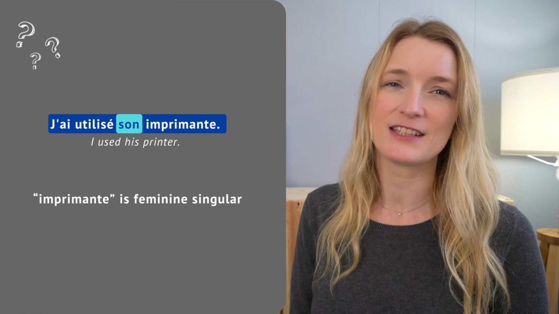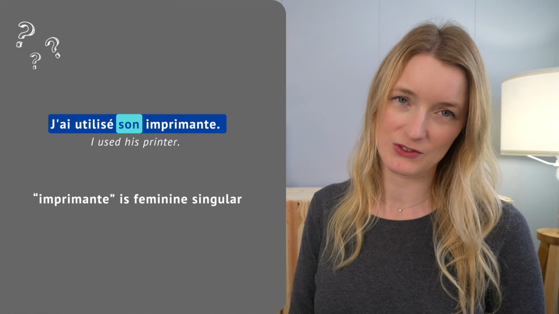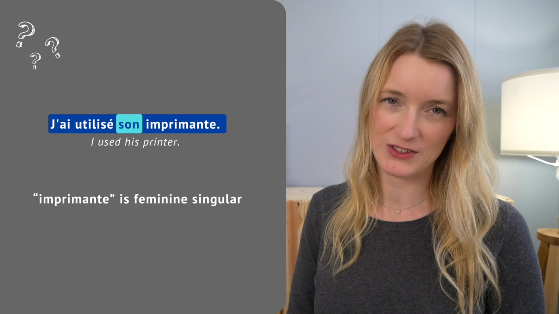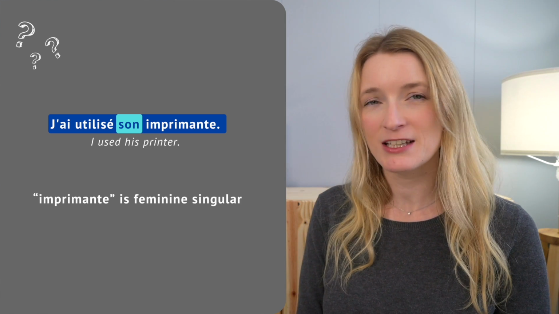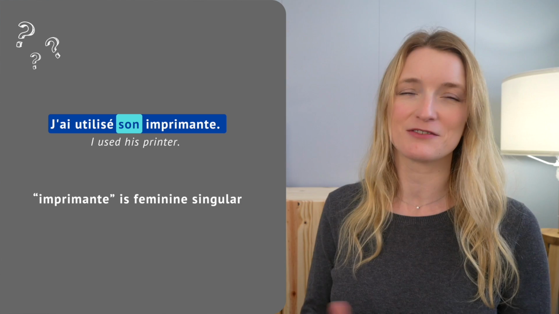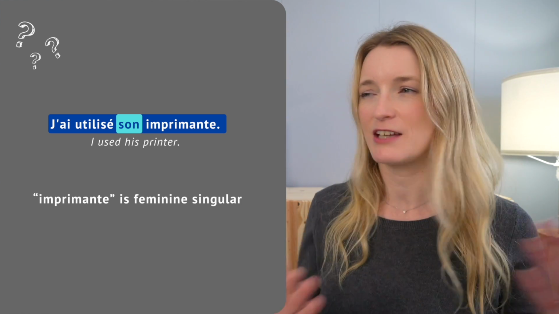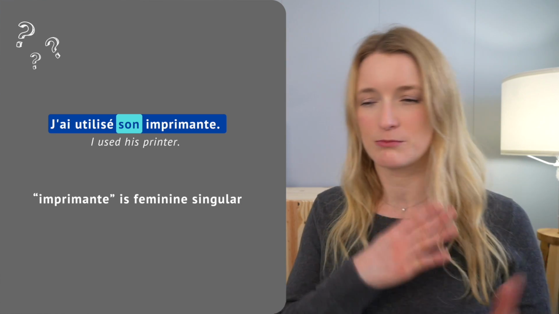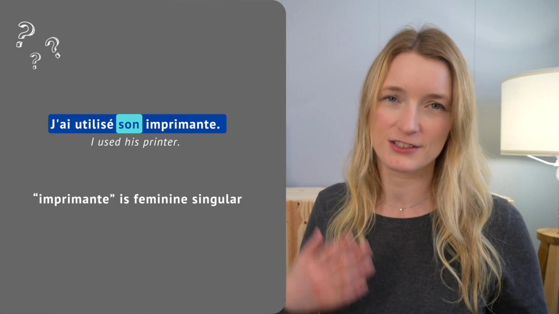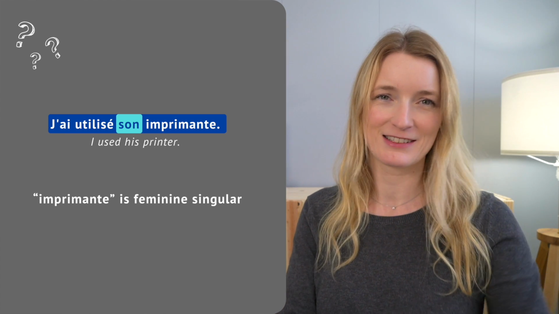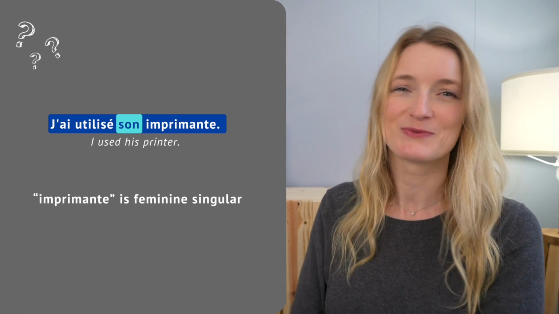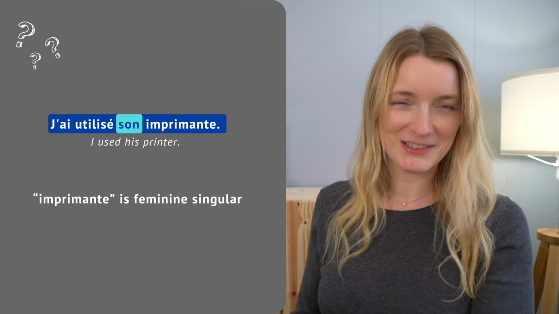J'ai utilisé son imprimante. Even though imprimante is a feminine noun, it starts with an I, which is a vowel. So we have son imprimante. Once again, if we say sa imprimante, it's just broken. It doesn't flow, it's just not nice. So we have to have son imprimante. Now you can do question 7, almost done.